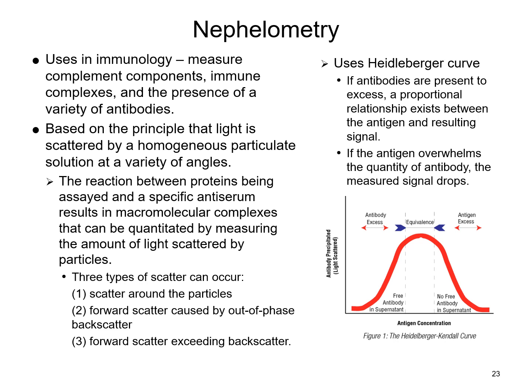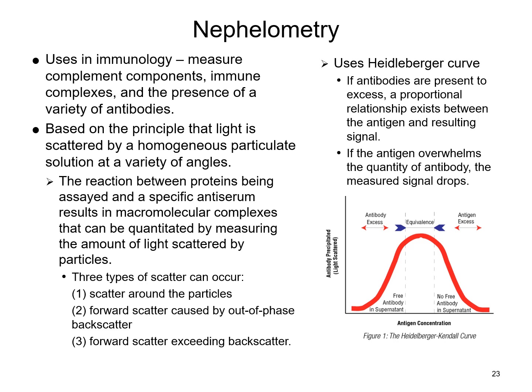That's what we are going to measure when we're doing nephelometry, to look for that macromolecule complex. Now in immunology, we use it to measure complement components, immune complexes, and the presence of a variety of different antibodies. And of course, nephelometry is based on the principle of light scattered by a homogeneous particulate solution at a variety of angles.